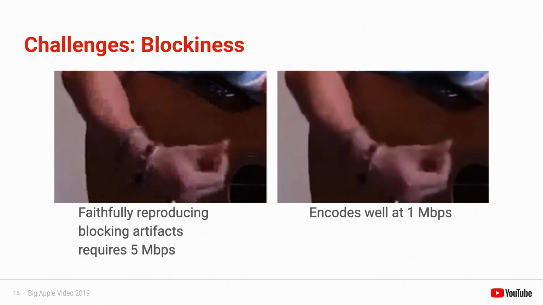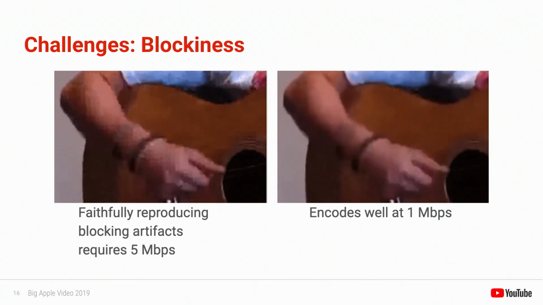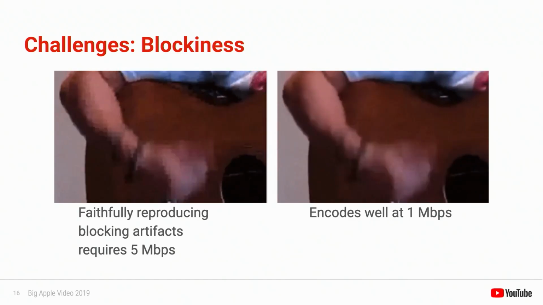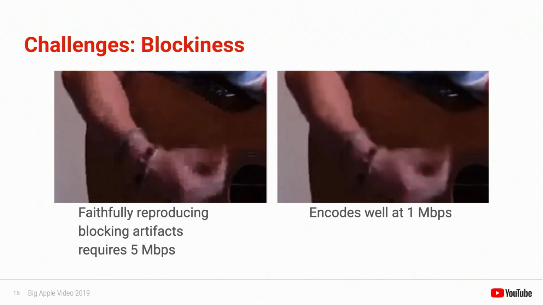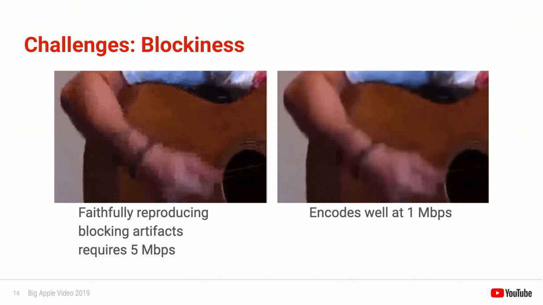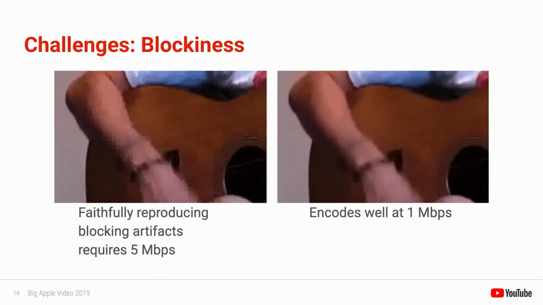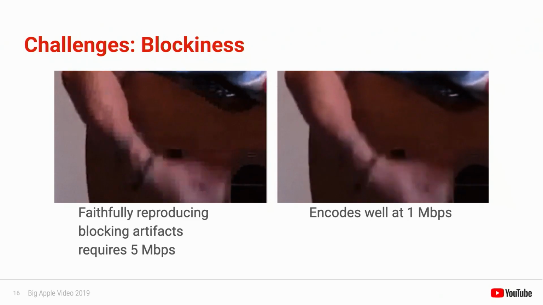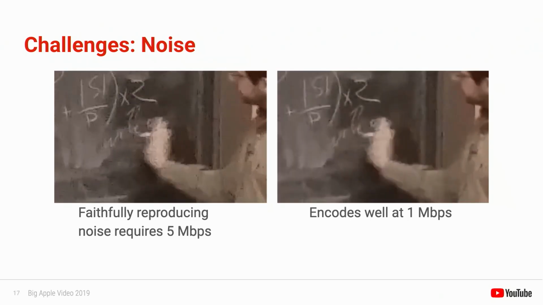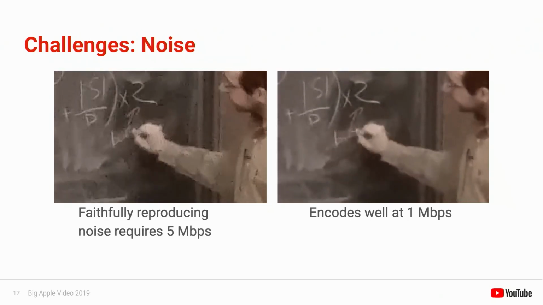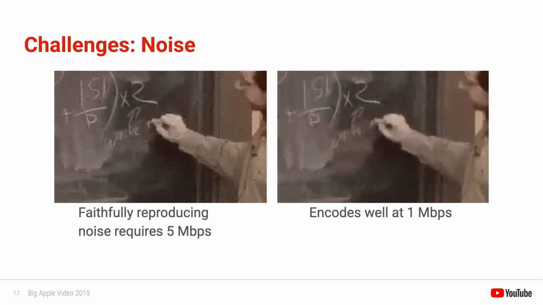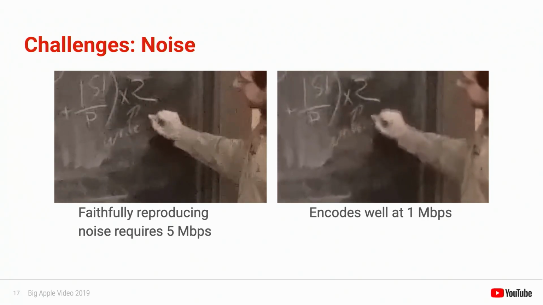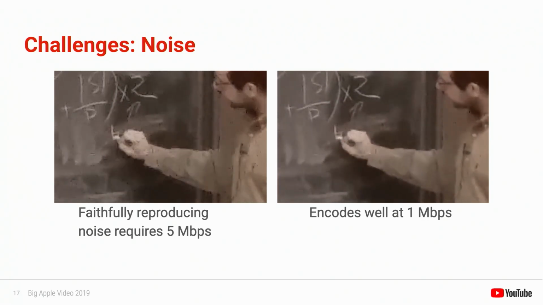Here's an example. The original video uploaded on the left has severe blocking artifacts. On the right is a heavily compressed version of the same video. Faithfully reproducing those artifacts requires a much higher bitrate, but subjectively, the compressed version with the lower bitrate looks just as good, if not better. Noise also requires a higher bitrate to reproduce faithfully. And again, you can achieve better subjective quality by removing the noise and encoding at a much lower bitrate.